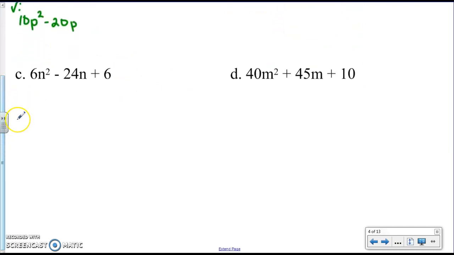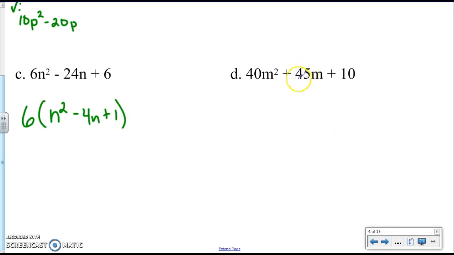For C, I can divide each of those coefficients by 6, but this last term doesn't have a variable, so I can't have a variable in my GCF. So 6 divided by 6 gives me 1, still have an n squared. Negative 24 divided by 6 is negative 4, still have the n. And then 6 divided by 6 is 1. Do not forget that 1 there. Common thing that students drop off.